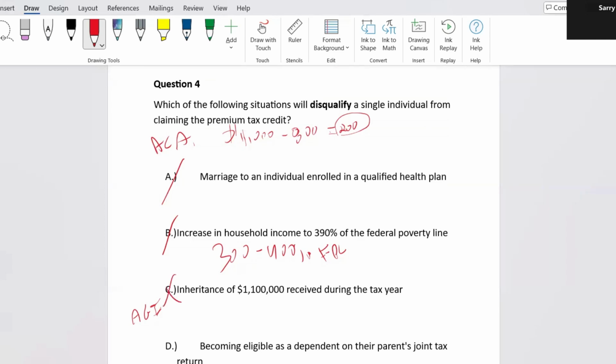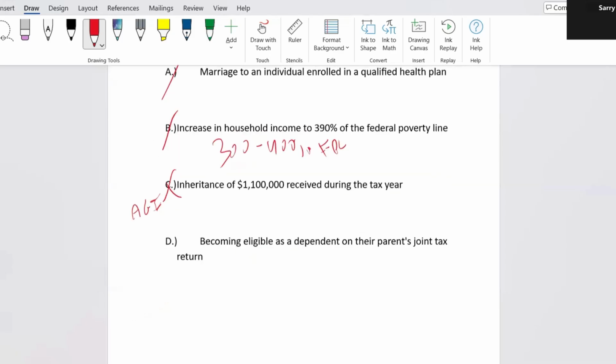If, for example, this was about how much you owned in assets or resources, then yeah, that would matter. But the premium tax credit is not about that. And then option D, becoming eligible as a dependent on their parents' joint tax return. Yes, that would disqualify you. So that means if you are 22 years old and you're still dependent on your parents' joint tax return, you also want to get your own ACA plan. That's going to affect your credit because you can be claimed as a dependent on somebody else's return.